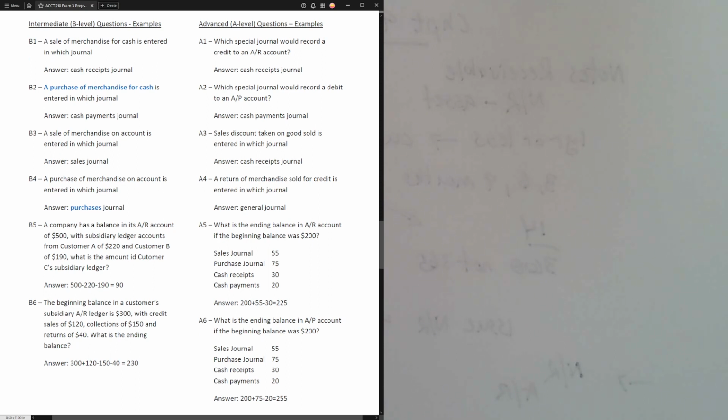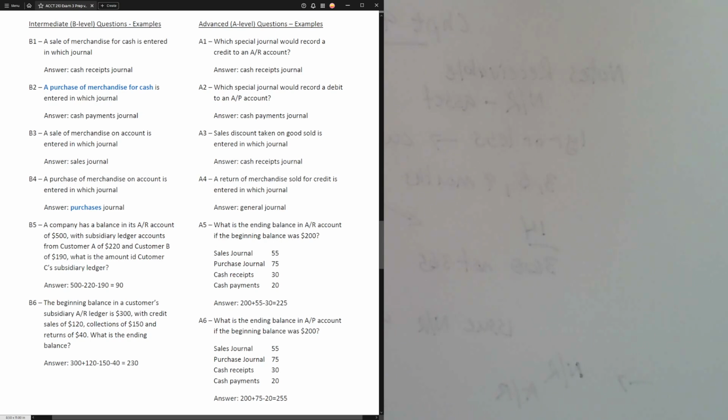Okay, so what are the B level calculation questions? So we've got the first one, which is a fairly simple one. It's just recognizing that the individual customers should add up to be the control account or the main account. So a company has a balance in its AR account of 500 with subsidiary ledgers of customer A and B. What is the amount? I don't even know. I think that was supposed to be of. Ooh, and customer's not spelled correctly. How did I miss these? What is the amount of customer C's, or maybe that was in. What is the amount in customer C's subsidiary ledger?